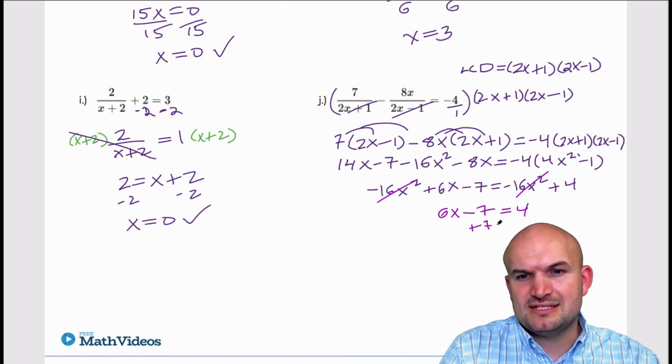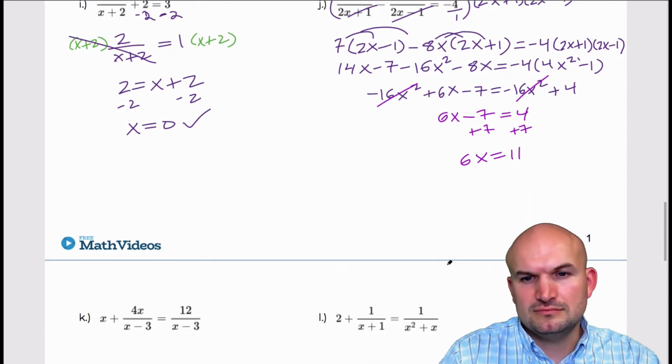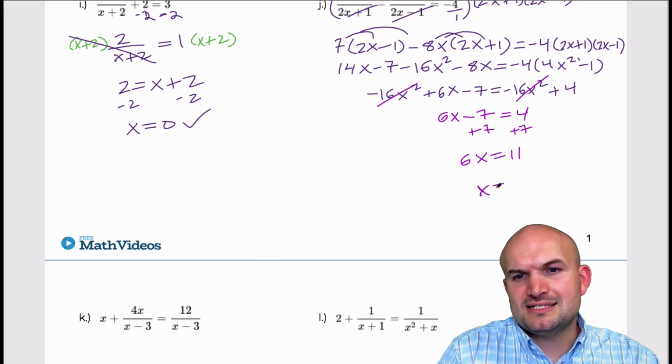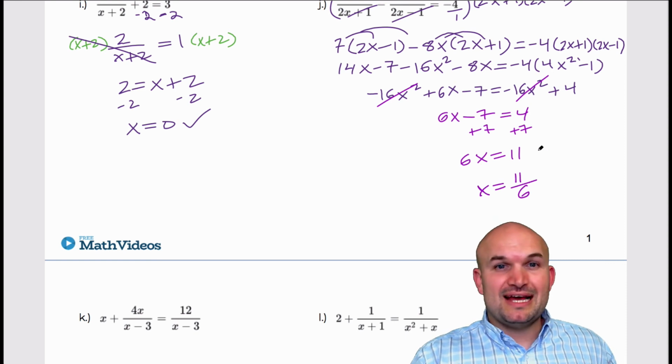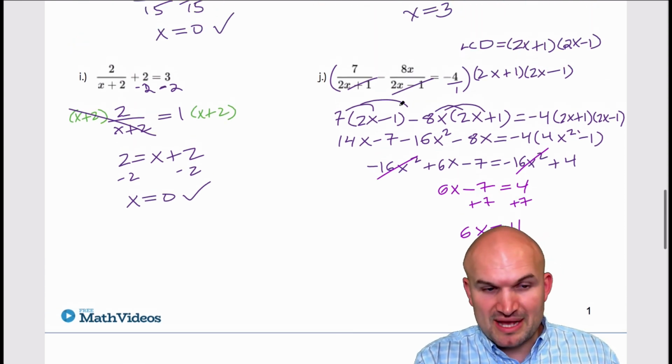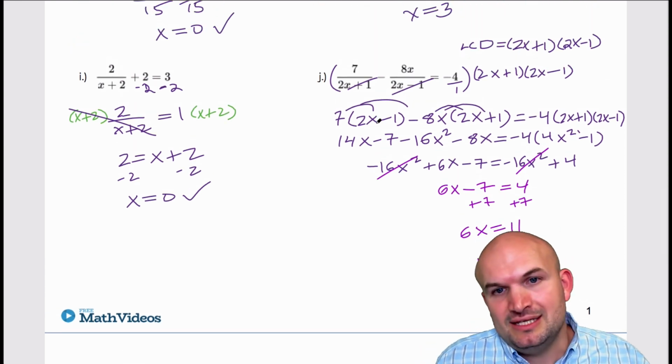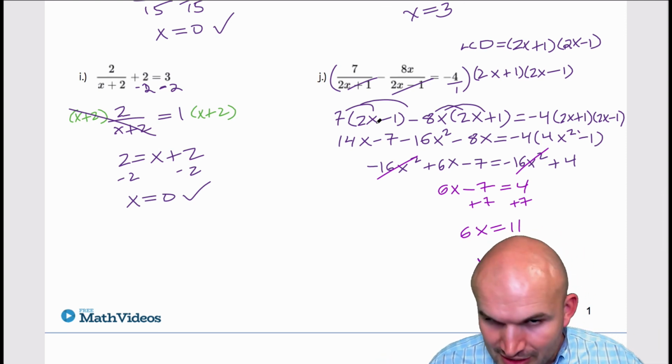And then if I add a 7 to both sides, 6x is equal to 11. Therefore, x is going to equal 11 over 6. Okay, and again, we can go back and check our work, plug that back in there, and we can see that it is going to work. It's not going to make the denominator equal 0.